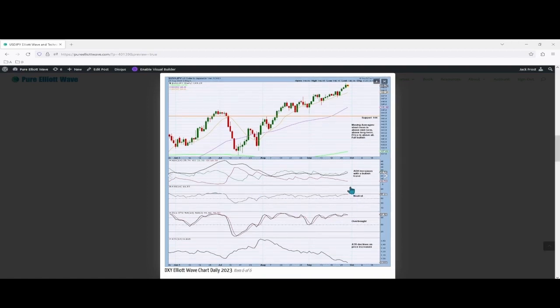Again, it is important to note the contradiction between the technical data and the Elliott Wave analysis, where this data expects more upwards movement and the Elliott Wave count expects increased downwards movement.